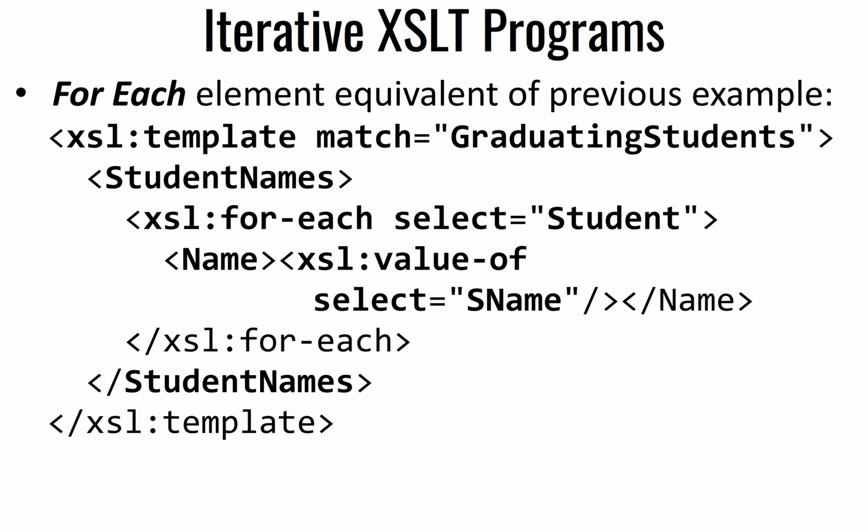I'm going to iterate over them. So here I'm going to do a for each of the students that match, and as I'm iterating, I'm generating an output, a name element. For each one, I'm just retrieving the value of the S name, the student name. So this is an equivalent implementation of the previous one. One is a more recursive or rule-based implementation, whereas this one is a more iterative implementation. And some folks prefer this mechanism instead, but they're totally equivalent.